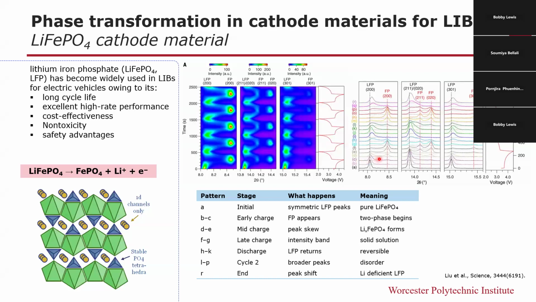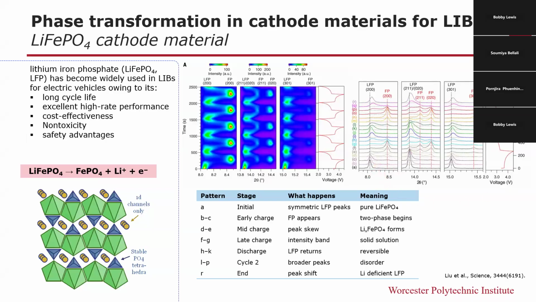This figure zooms into individual XRD snapshots stacked against the voltage profile on the right. You can see in pattern A, the starting point before charge, all LFP peaks are perfectly symmetrical and sharp, with no broadening, and this represents pure stoichiometric LFP. No FP peaks are present yet. For patterns B and C, in the early stage, FP peaks begin to appear weakly, and LFP peaks start to decrease in intensity. No obvious asymmetry is visible yet.